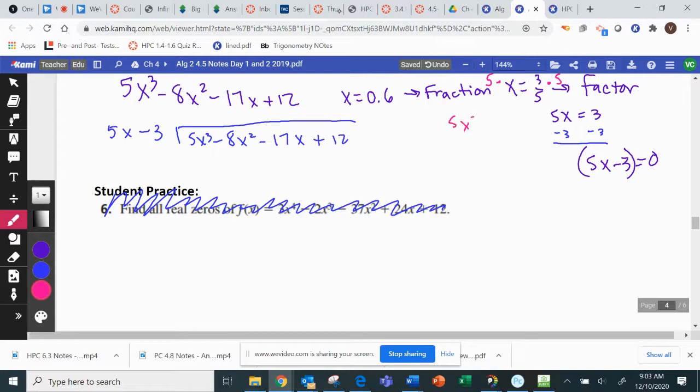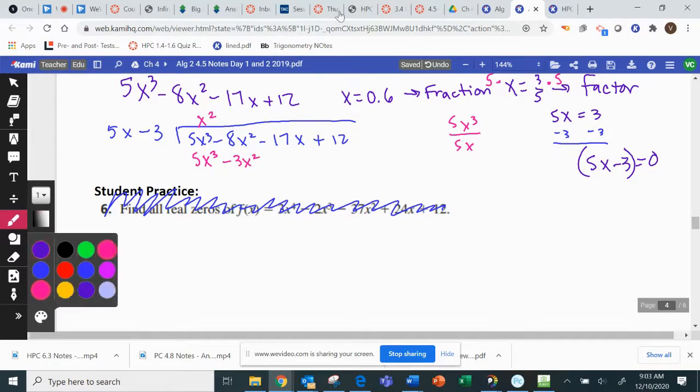So 5x cubed divided by 5x is x squared. Multiply. Draw the line, change the signs so that I can subtract. And I get negative 5x squared. Repeat the process. We're going to divide. Oop, nope. Bring it on down and bring it on back.